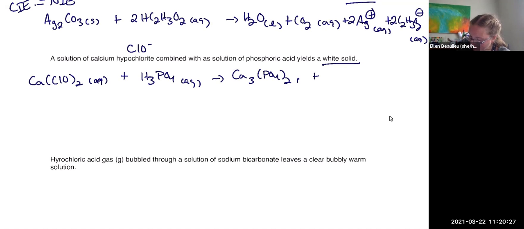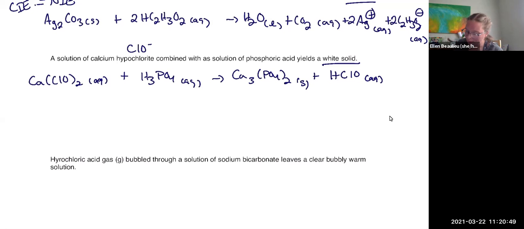and hypochlorous acid, HClO. All acids are soluble, so it must be this calcium phosphate salt that is insoluble. But you can always check your solubility rules. Most phosphate salts are insoluble. Why? Coulomb. All right. So we've got states of matter.